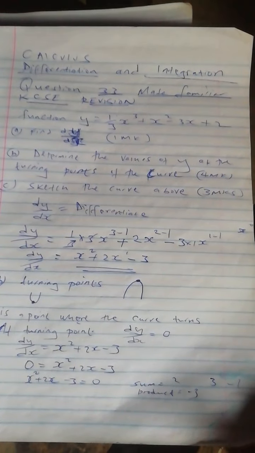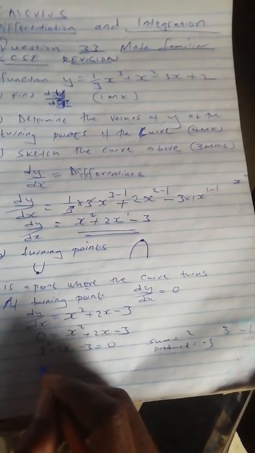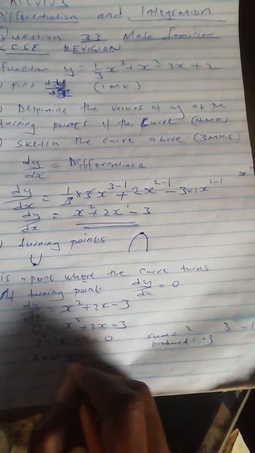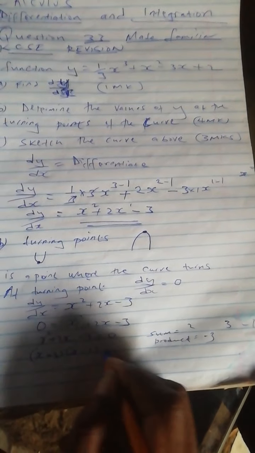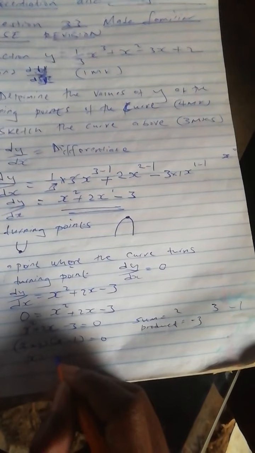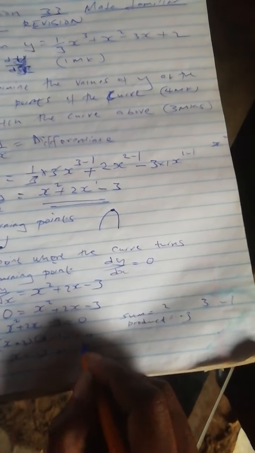Because 3 times -1 is -3, and 3 plus -1 is 2. Therefore, the solution is (x + 3)(x - 1) equals 0, which means x equals -3 or +1. So the turning point of that curve is at x equals -3 or 1.